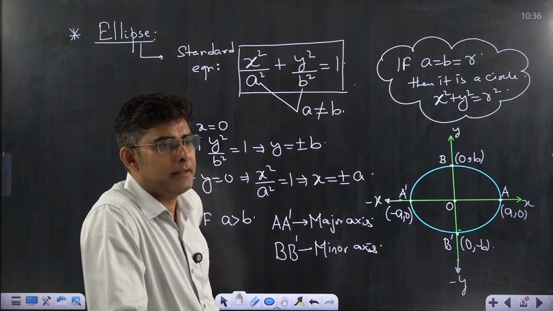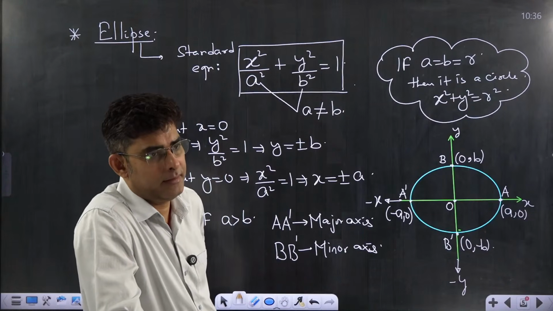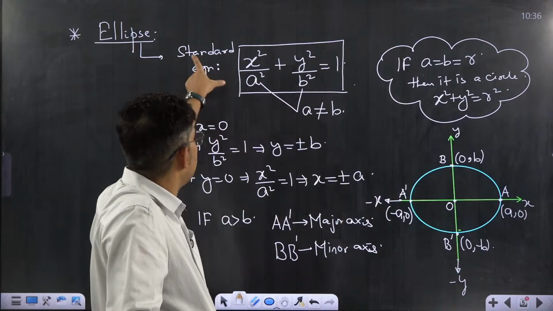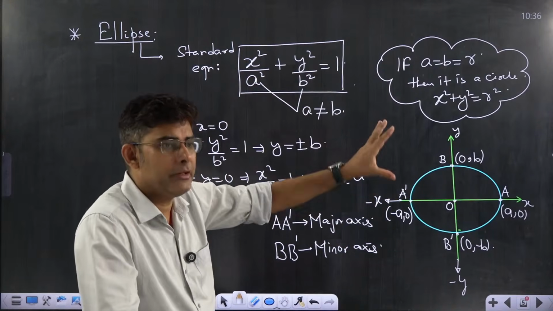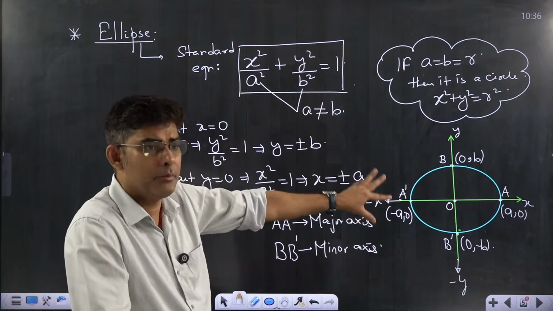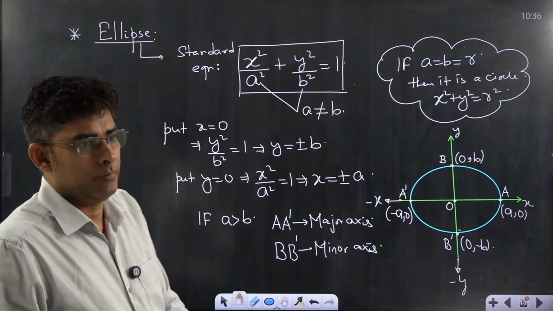Whichever axis is larger will be called the major axis. Generally, if you see the standard form I have written, the standard equation, when we take the ellipse, the major axis is taken as the x-axis, but you can take the opposite also, whichever is larger. Understood?